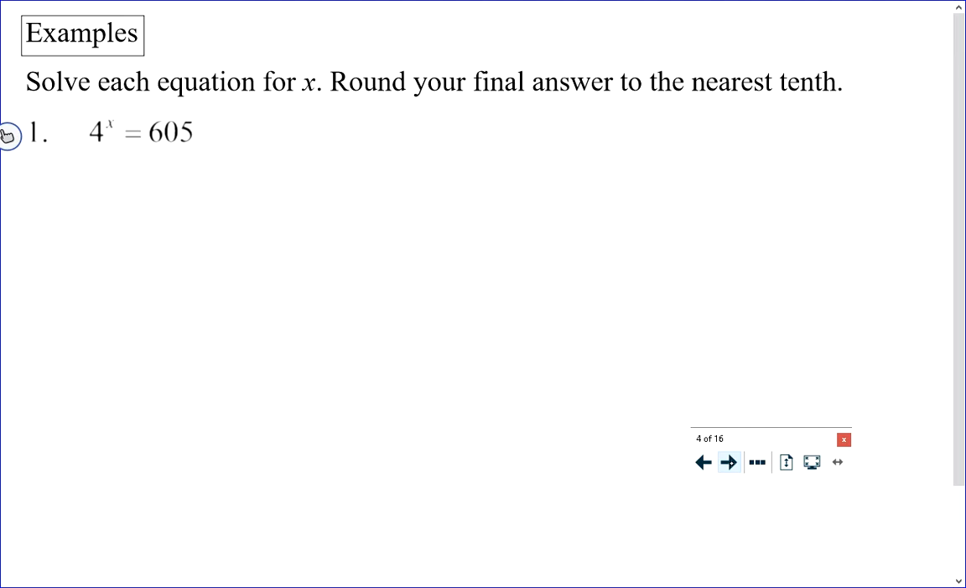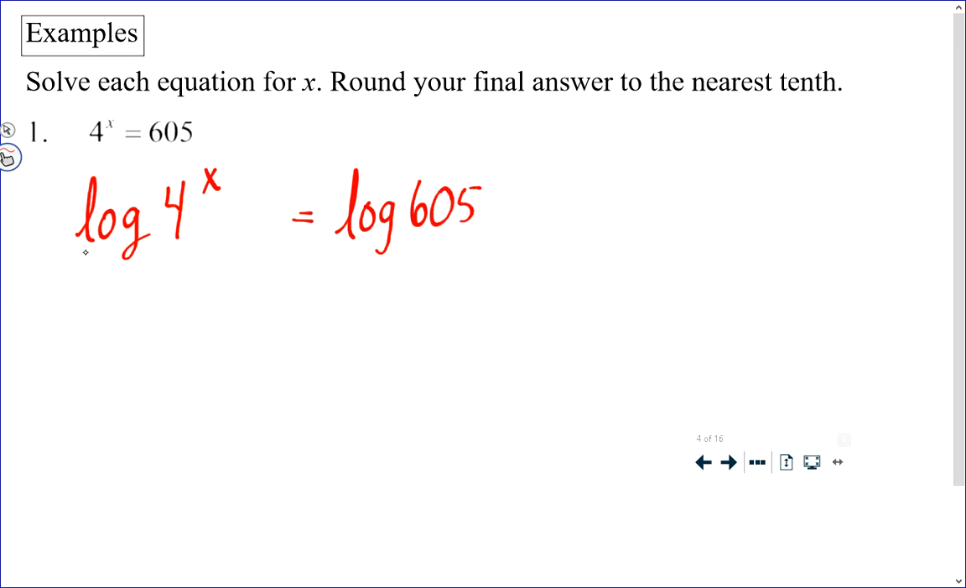And no matter how hard you try, you will never find a common base here for both the left side and the right side. So what we're going to do instead is take the logarithm of both sides. And we're always going to, in this course, work with common logarithms, base 10 logarithms. So we will get log of 4 to the x equals log of 605. Now just a note to the people who were in calculus, you could certainly take the natural logarithm of both sides. But I'm going to stick with common logarithms in this course.